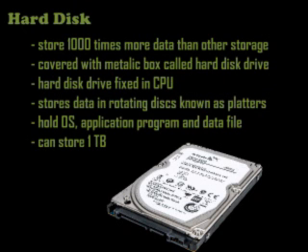Next storage device is hard disk. It is an important part of this computer system. This hard disk can store 1,000 times more than any other storage devices. This hard disk is placed in the metallic box. That box is called hard disk drive. This drive is attached with the CPU.